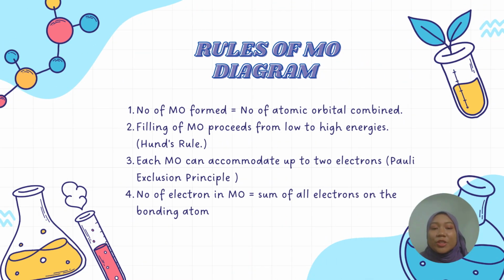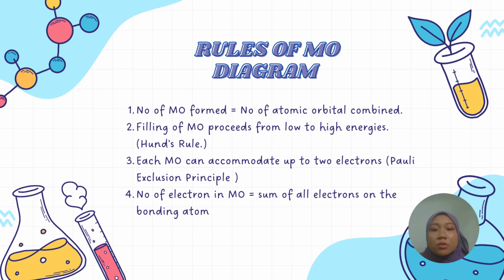Rules for the molecular orbital diagram. First, when atomic orbitals from atoms combine, they form molecular orbitals. Each atomic orbital used will produce one molecular orbital. For example, two atomic orbitals combine to form two molecular orbitals, which is one bonding molecular orbital and one antibonding molecular orbital. Second, electrons will fill the lowest energy molecular orbitals first, before moving to higher energy orbitals.